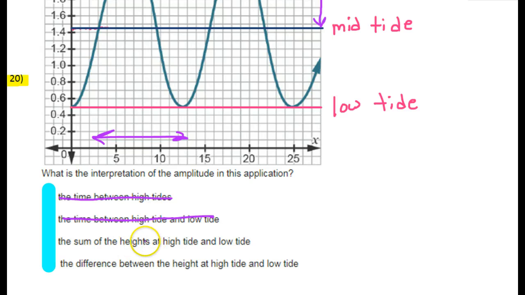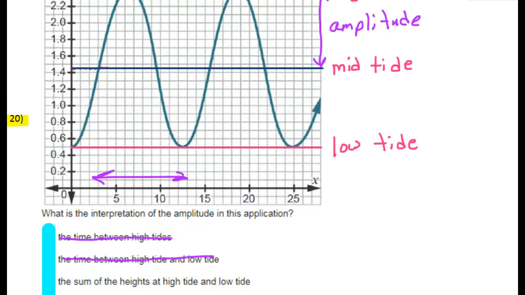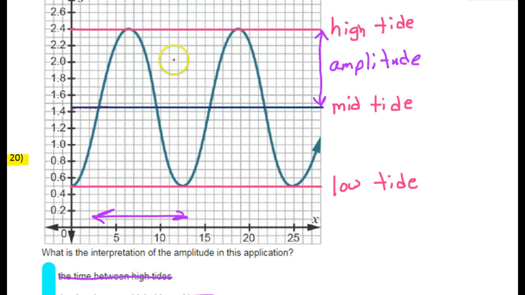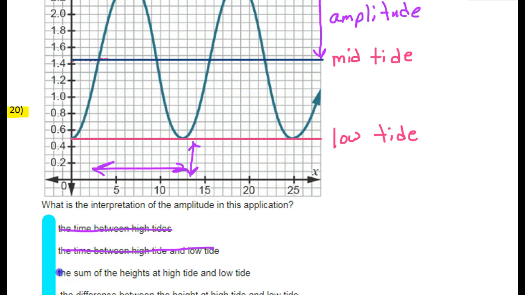The sum of the heights at high tide and low tide. That just doesn't even make sense. Okay, so the sum would mean you're taking the height at the highest point and then adding on a little extra for the height of the low. So it'd be this whole thing plus some extra height. So that definitely wouldn't be the amplitude. That makes no sense.